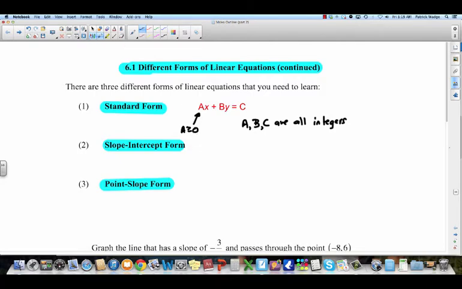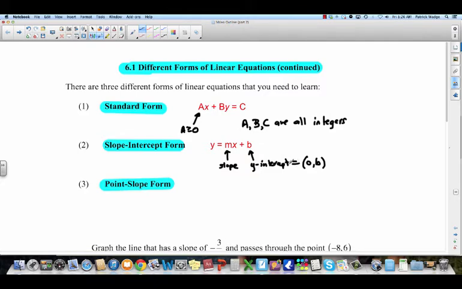Okay, that's standard form. The next type we talked about was slope-intercept. This is the one that's so easy to graph. y equals mx plus b. And what you should remember there is m is slope, and b helps you get the y-intercept, because the y-intercept is going to be equal to (0, b). Whatever number there is will be our y-intercept.